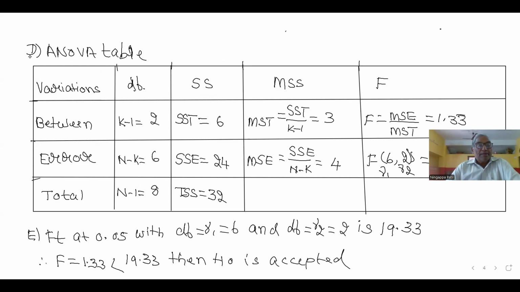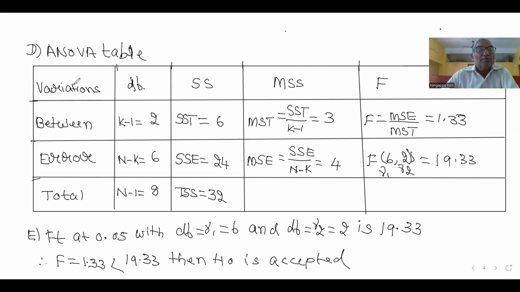Now the next is, my dear students, the ANOVA table, very important. The examiner sees this table and gives the full marks. He sees this table's values and your judgment at the bottom, so he will give the full marks. Then the ANOVA table: variations, first column; degrees of freedom, second column; SS, sum of squares, third column; MSS, the mean sum of squares, fourth column; and F value last.